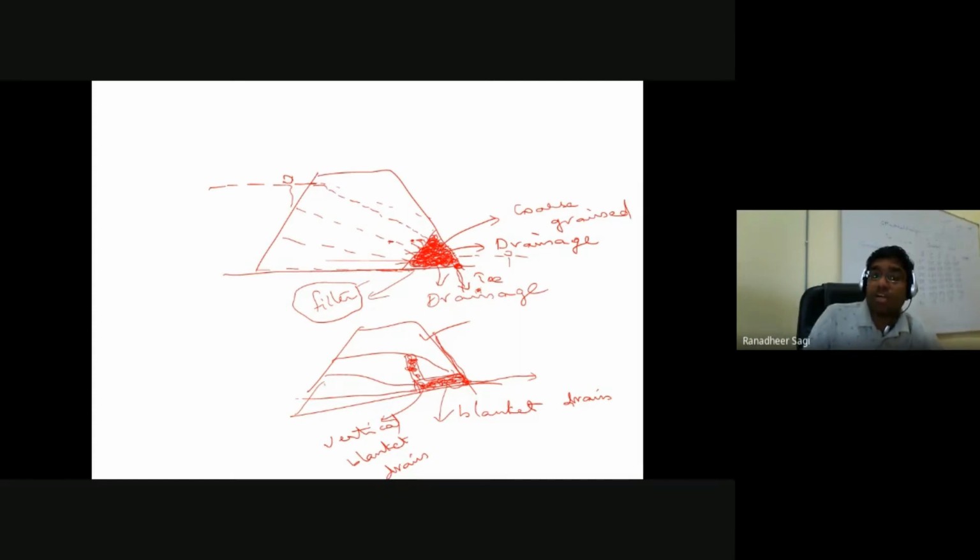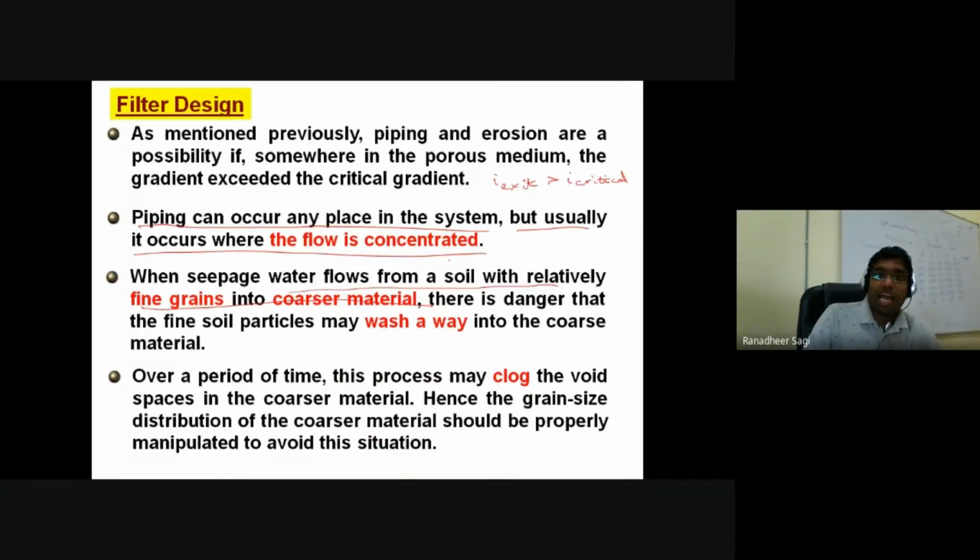So you should not provide drainage carelessly, because the larger the void size, the more easily water will escape through the voids available in your coarse grain material. But there is also an issue that if the void space is larger, it is obvious that your fine grain particles can easily escape. So there is a danger that the fine soil particles may wash away into your coarse grain material, and then sometimes those particles get deposited within the void spaces of that coarse material, or sometimes those fine grain particles completely move out of your soil towards the downstream.